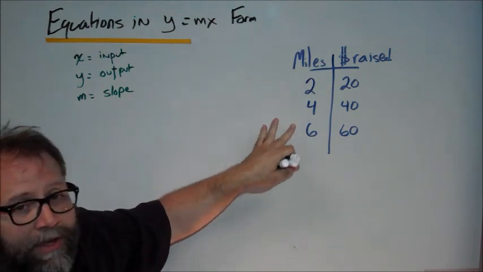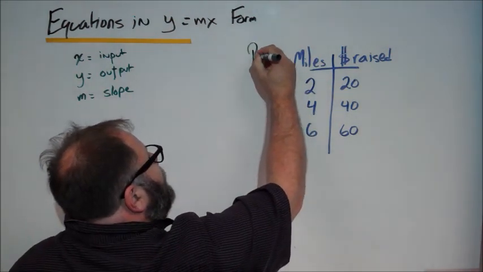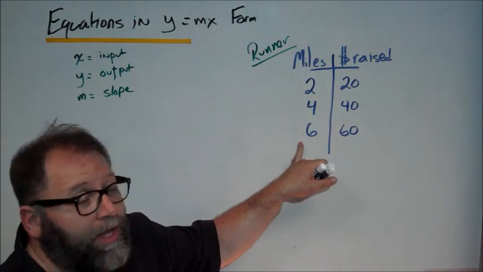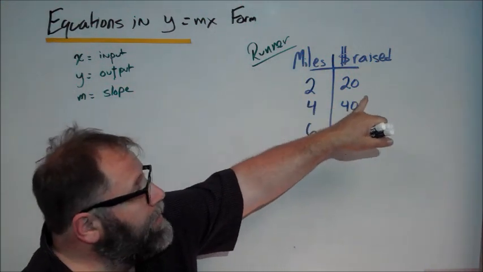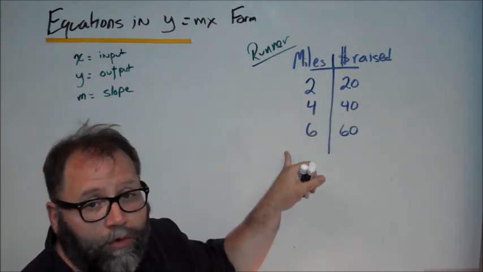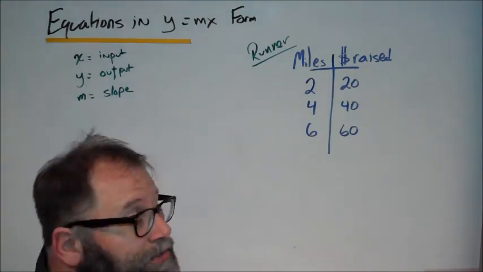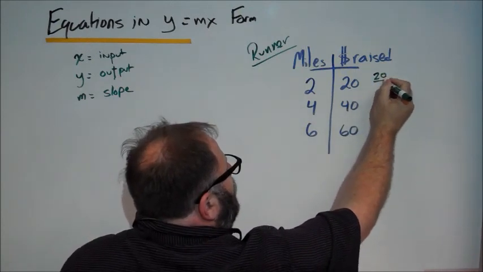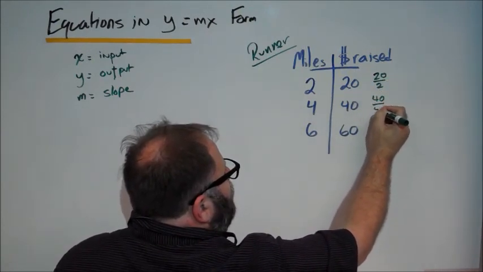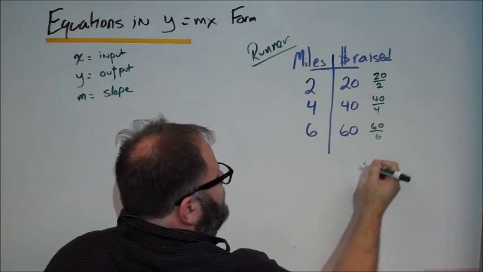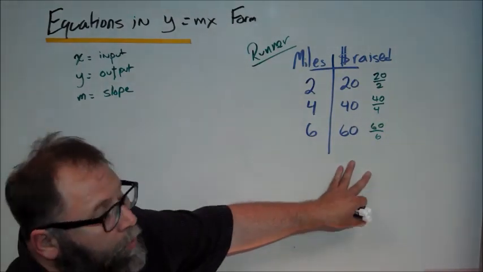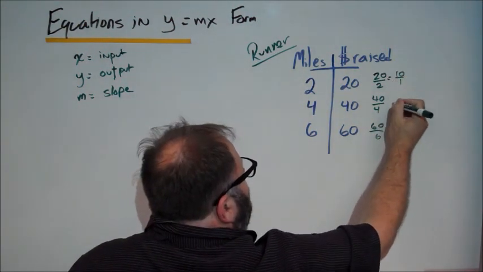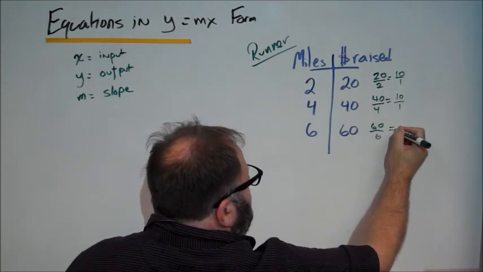Now let's just take this table here. Let's say you're a runner, and you're running for a cause, and you get people to pledge money. For every mile you run, 2 miles, you've raised $20, 4 miles, $40, 6 miles, $60. If we go back to our proportionality here, I have 20 over 2, 40 over 4, 60 over 6. We can simplify all those to 10 over 1, 10 over 1, 10 over 1.